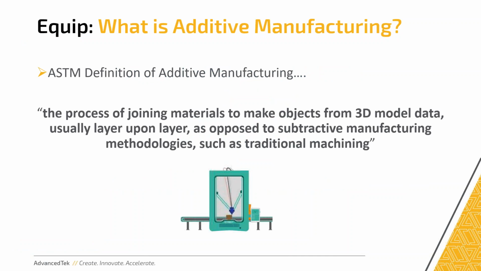Just to start off, I apologize if this is rudimentary, but just so we're all on the same page, the ASTM definition of additive manufacturing is the process of joining materials to make objects from 3D model data, usually layer upon layer, as opposed to, say, subtractive manufacturing technologies or traditional machining. So we're talking about building things layer by layer.